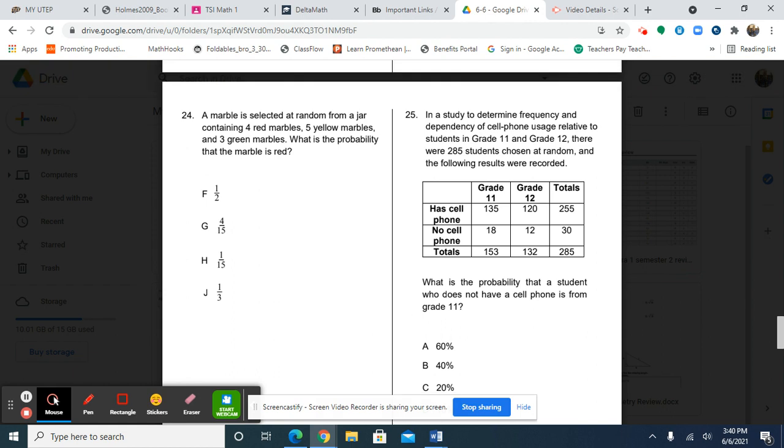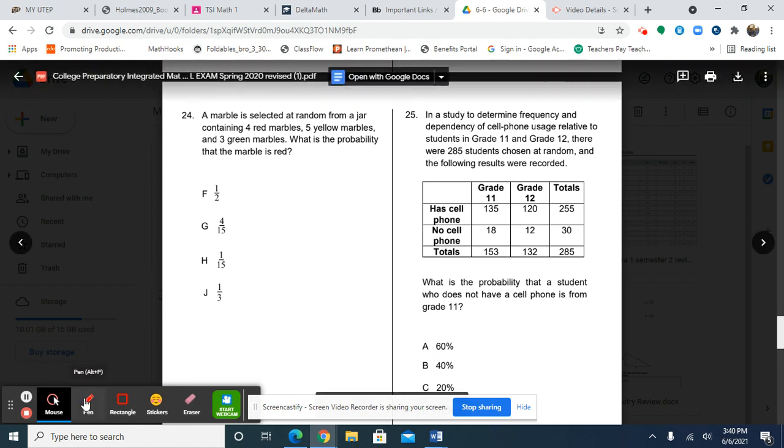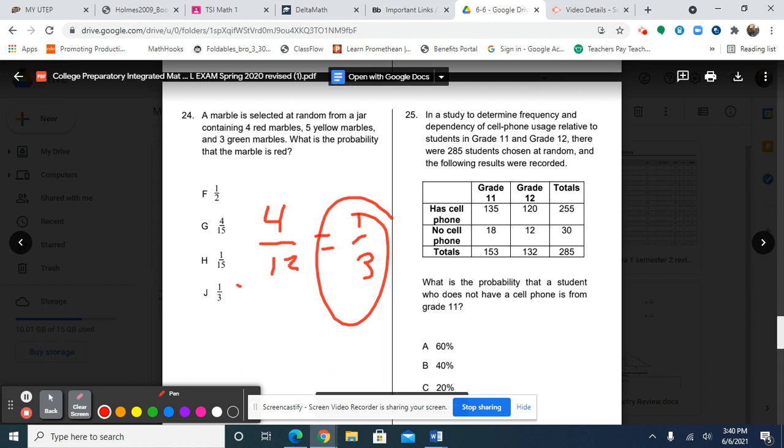24 says a marble is selected at random from a jar containing 4 red marbles, 5 yellow marbles, and 3 green marbles. What is the probability that the marble is red? So we have a total of 4 red marbles. That's the possibilities. And out of all the marbles that are inside, we have 12. So there's 4 chances out of 12 to get a red marble. If we simplify this, it simplifies to 1/3. So there's a 1/3 chance that the marble is going to be red.